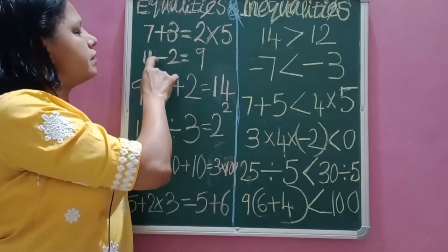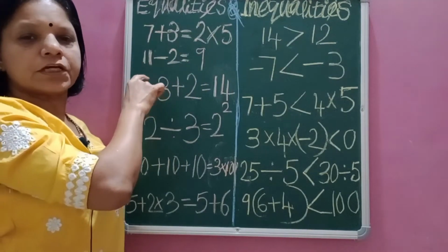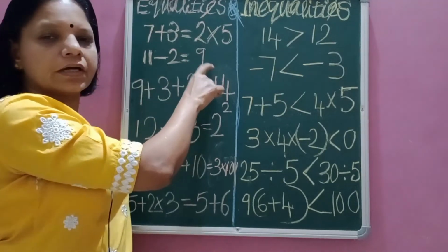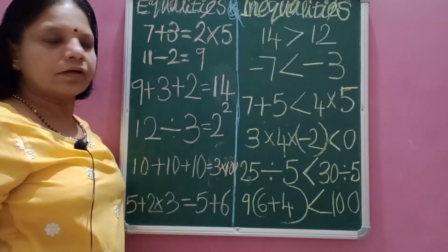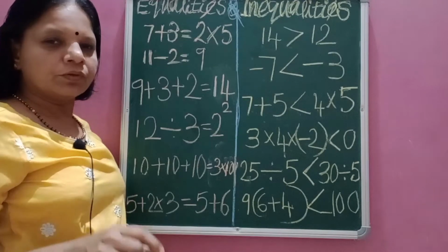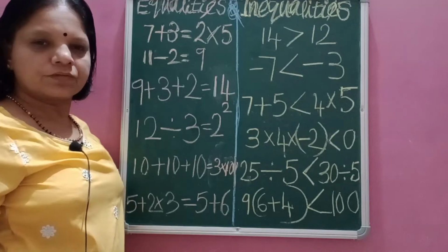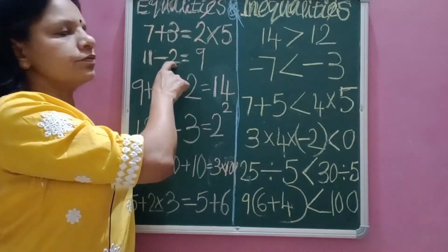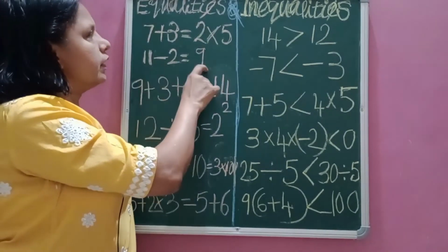Another one, 11 minus 2 equal to 9. What is the first expression? 11 minus 2. What is the value? 9. What is the second expression? 9. You will have a doubt. Only 9 is there, then how does it become an expression? It is also an expression. If you put 5, it is an expression to indicate the number 5. So a single number is also an expression, right? So 11 minus 2, the value is 9 and the second expression also has the value 9. So this is an equality.